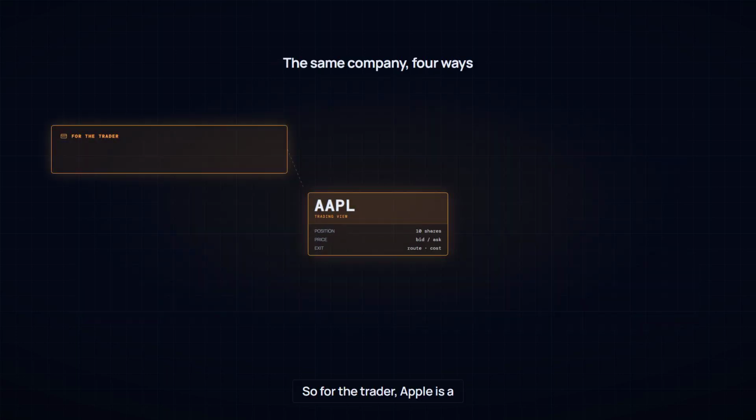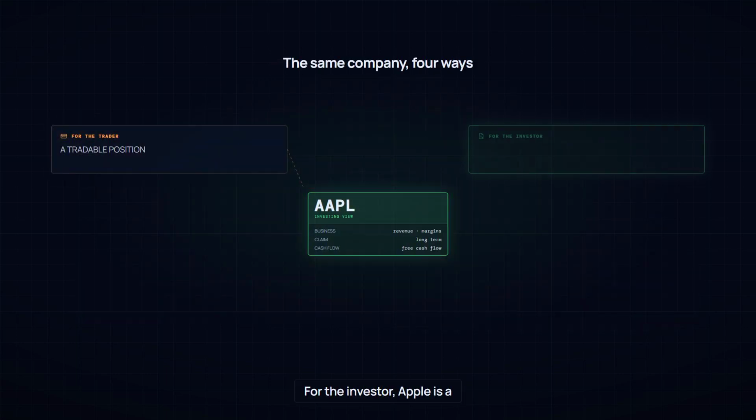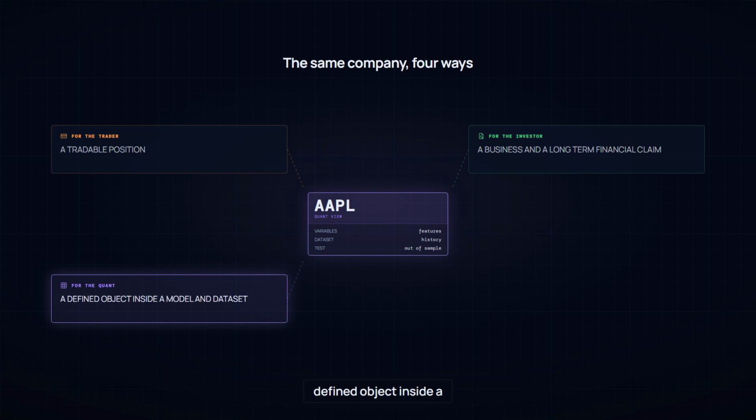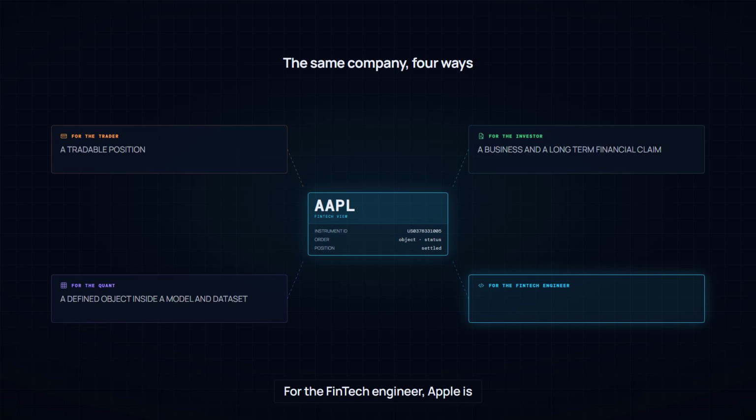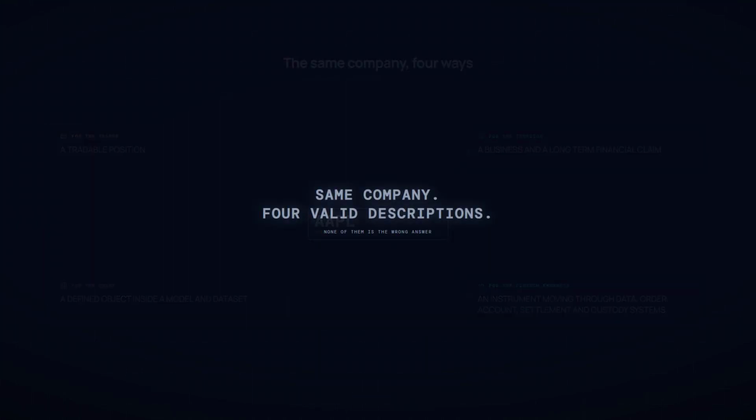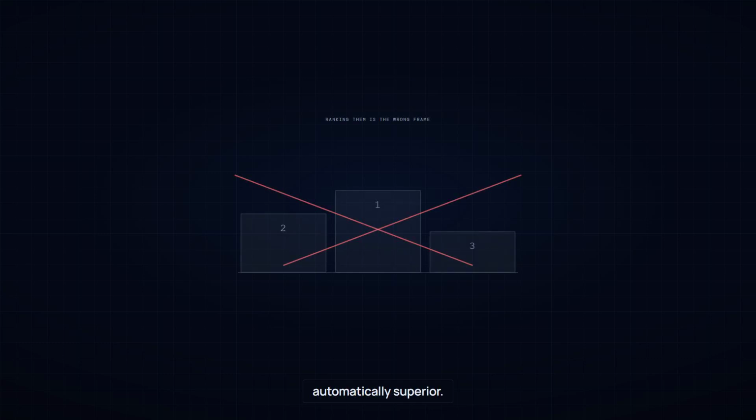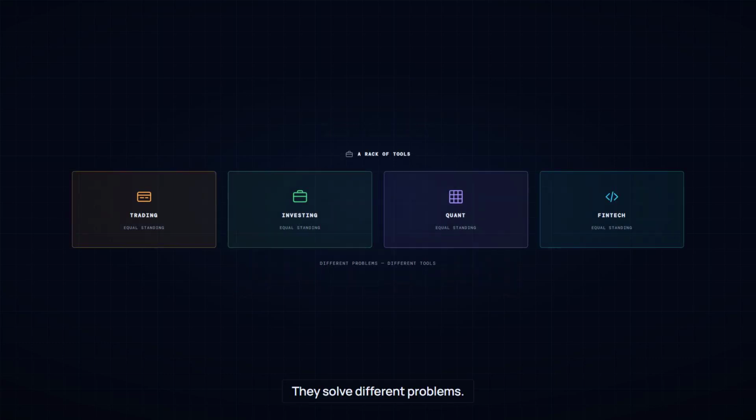So for the trader, Apple is a tradable position. For the investor, Apple is a business and a long-term financial claim. For the quant, Apple is a defined object inside a model and dataset. For the fintech engineer, Apple is an instrument moving through data, order, account, settlement, and custody systems. None of these views is automatically superior. They solve different problems.